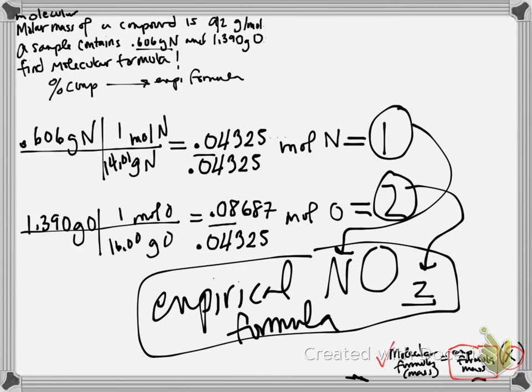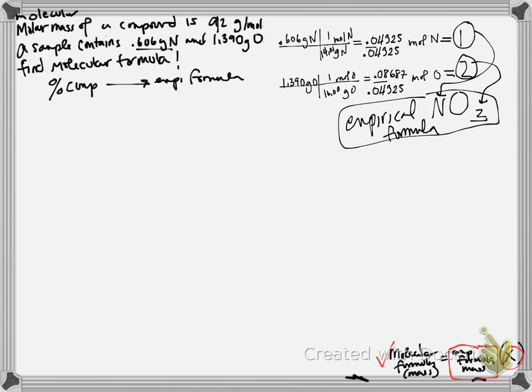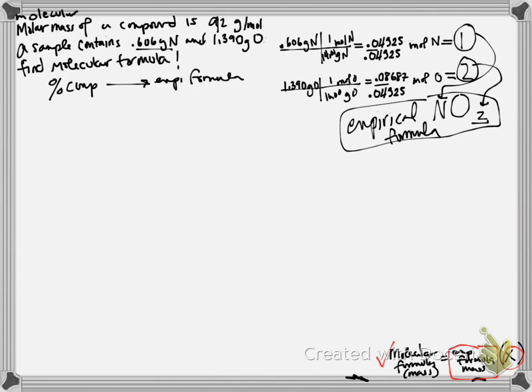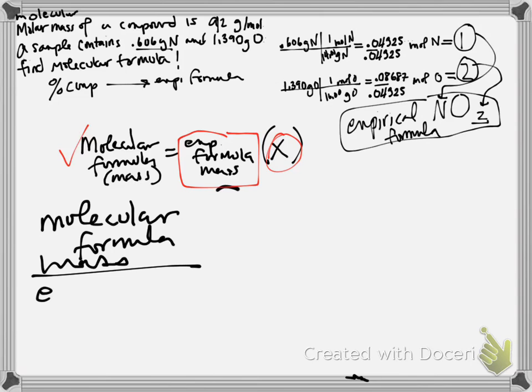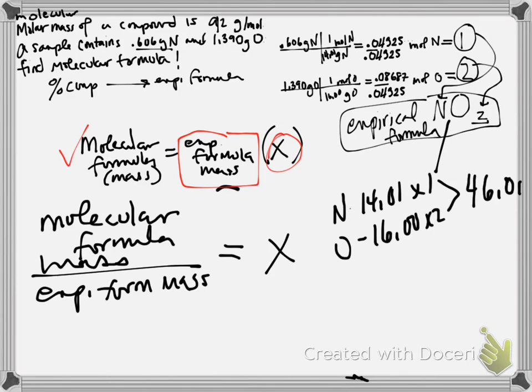Of course you can. So let's shrink a bunch of this. And what we have to remember is that the molecular formula mass is equal to the empirical formula mass times our multiplier x. So if we take our molecular formula mass divided by empirical formula mass, we're going to get that multiplier x. So what's the empirical formula mass? I'm getting 46.01 grams per mole for empirical formula mass.